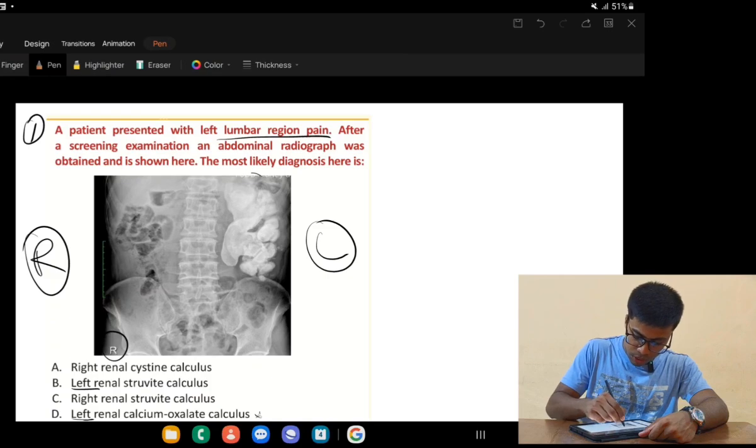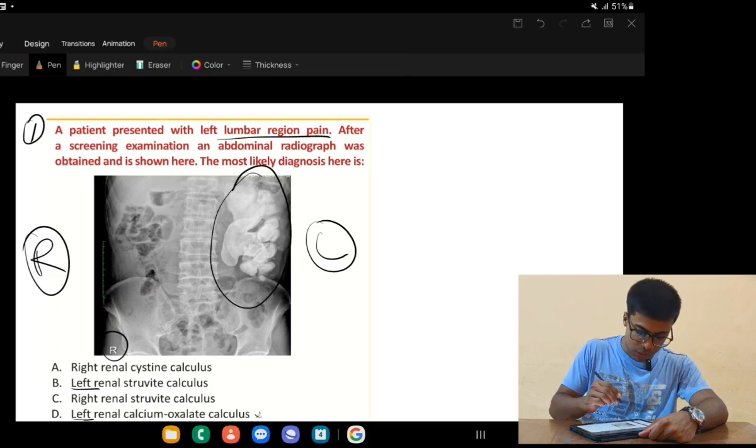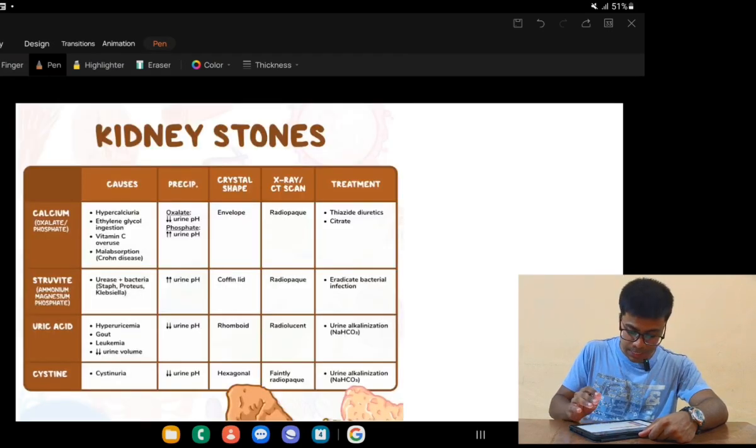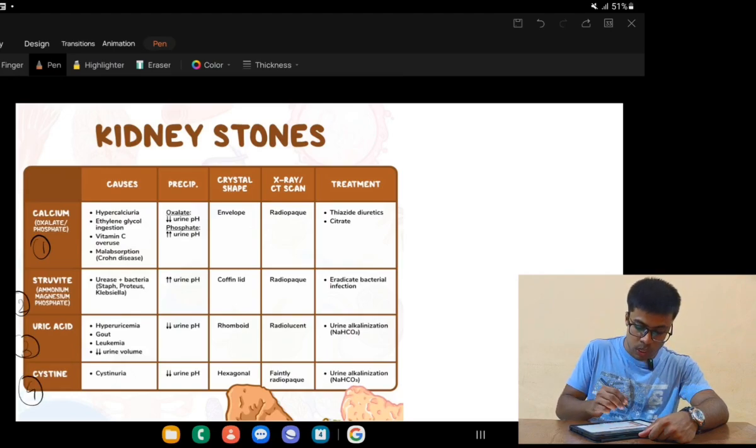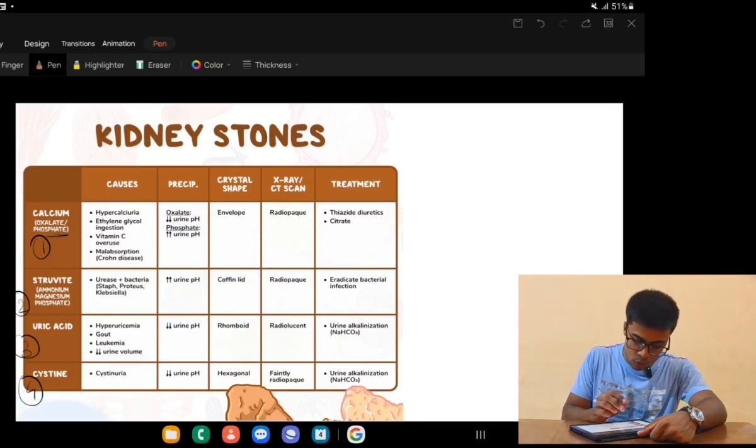In this case, which kind of calculus is this? For this, you should know a little bit of detail regarding kidney stones. We have four types of stones mainly: calcium, struvite, uric acid, and cystine stones. Calcium stones are generally oxalate and phosphate stones. Struvite stones are ammonium magnesium phosphate stones. Uric acid stones are mostly seen in gout patients. Cystine stones occur in cystinuria, where cystine levels are increased.